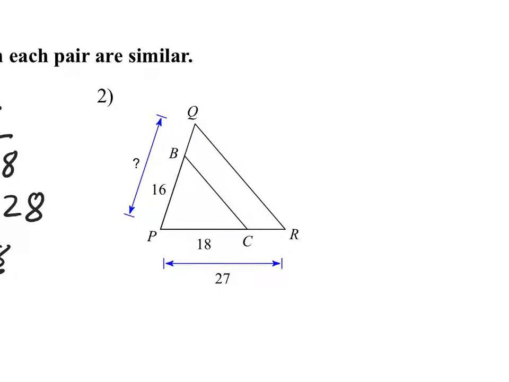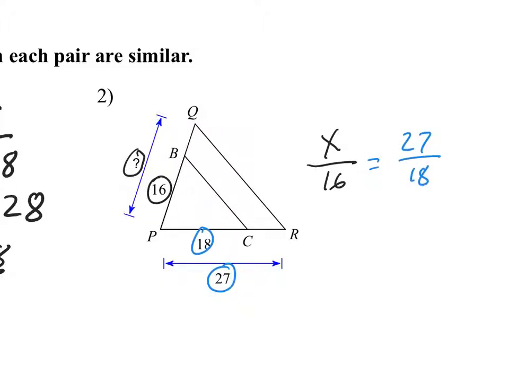On number two, it's another example of the triangle inside the other triangle. And we'll match up sides. Let's start with the missing side this time. So the missing side is on the big triangle, and it matches with the 16 on the small triangle. And then on the other side, we have the 27 on the big triangle, and it matches with the 18. So if we cross multiply, we'll get x times 18, which is 18x, equals 16 times 27.